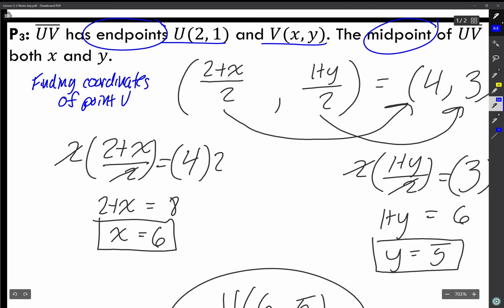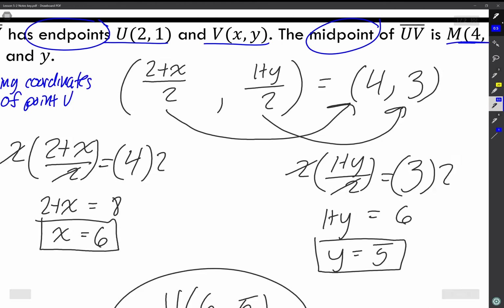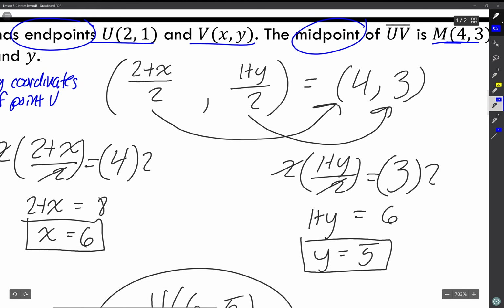Okay, because we know one of the endpoints and we know the midpoint, it's not going to be as easy. We're kind of working backwards a little bit to find the endpoint. So last time we were given two endpoints and had to find the midpoint. This time we're given a midpoint and an endpoint. We want to find the other endpoint.